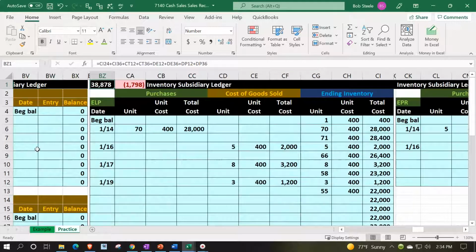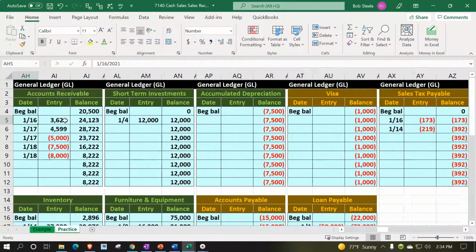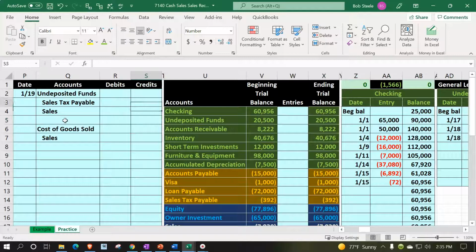1,798. So now let's go record this on the general ledger and the trial balance in our general journal, which would mirror what we would see in a sales receipt form if it was in accounting software like QuickBooks or something like that. So I'm going to start at the bottom.